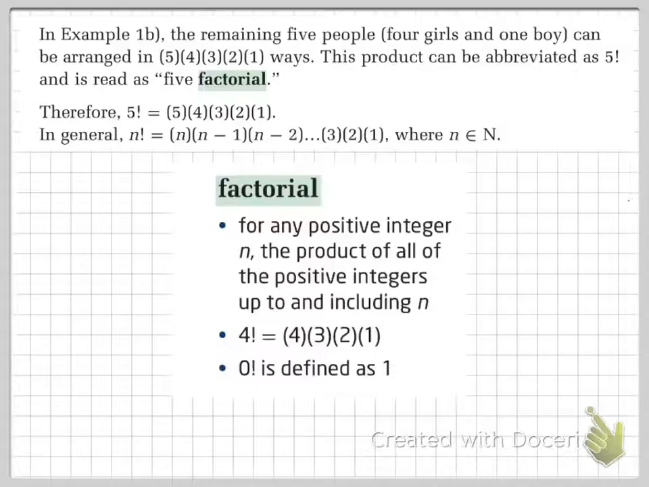The definition of a factorial: for any positive integer n, the product of all of the positive integers up to and including n. For example, 4 factorial is 4 times 3 times 2 times 1, and 0 factorial is defined as 1.